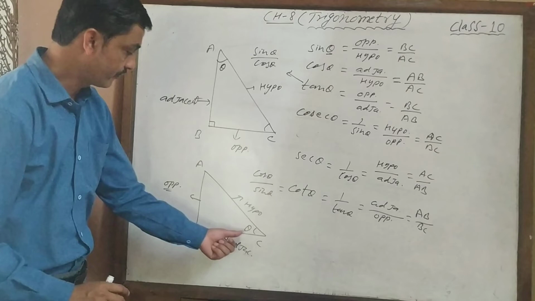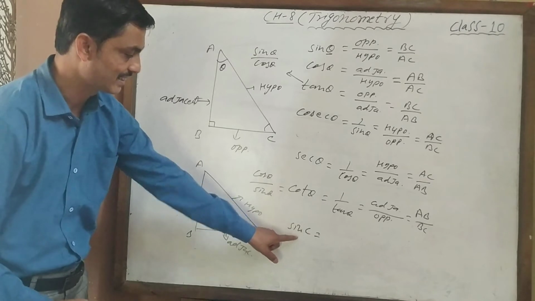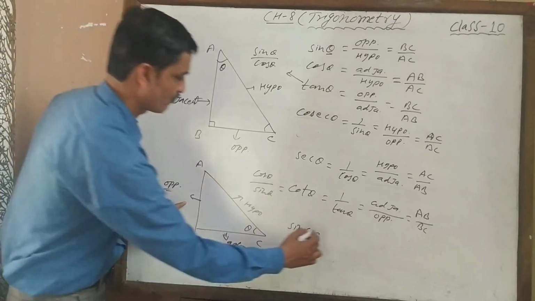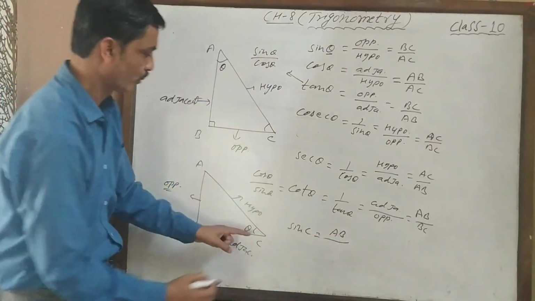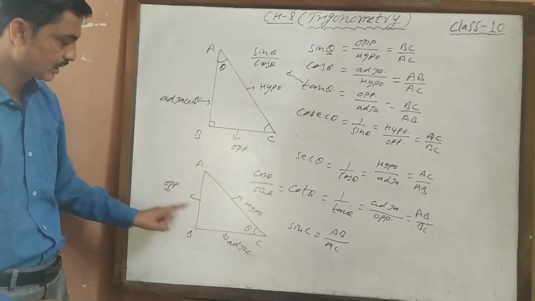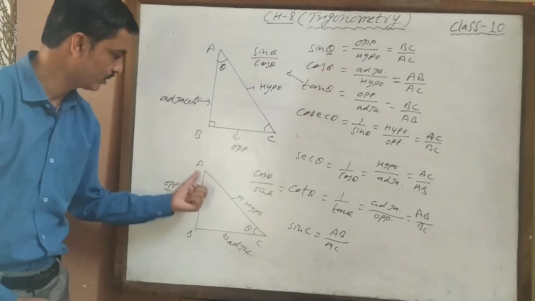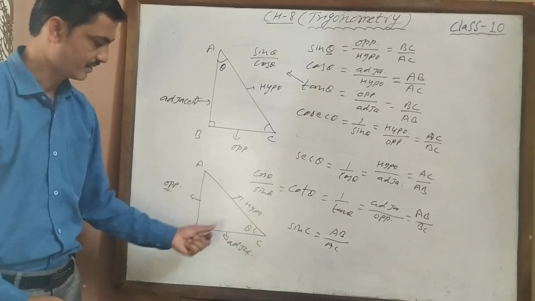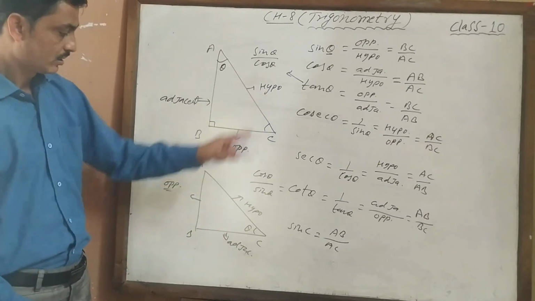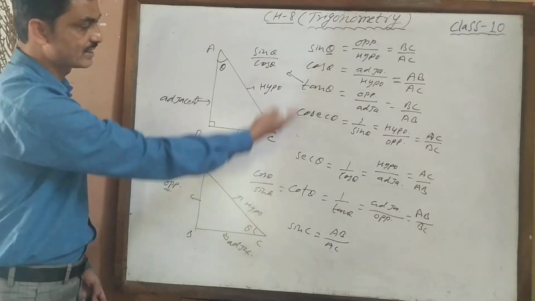Understand? So if we talk about sin C, what is sin? Opposite upon hypotenuse. What is opposite? AB upon hypotenuse AC. Similarly, cos C is adjacent upon hypotenuse, BC upon AC. What is tan C? Opposite upon adjacent, AB upon BC, and you can calculate the others similarly.